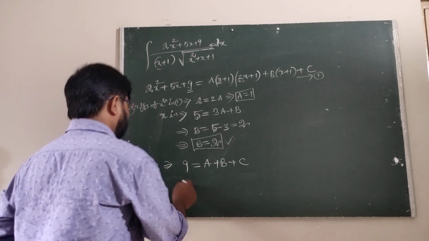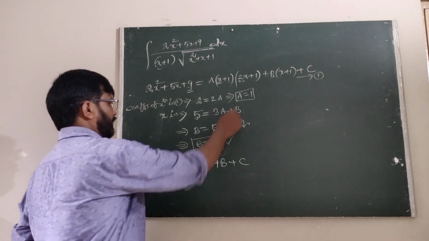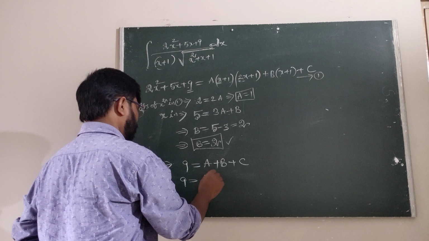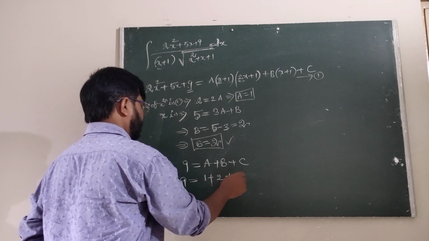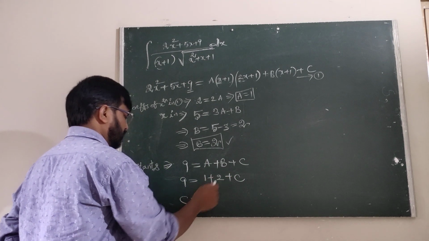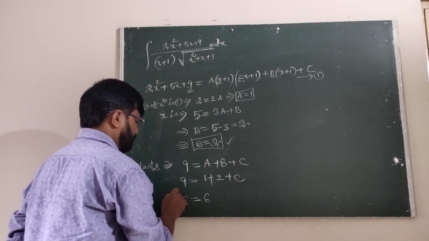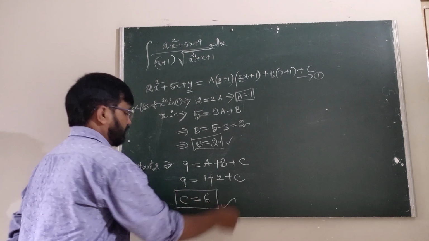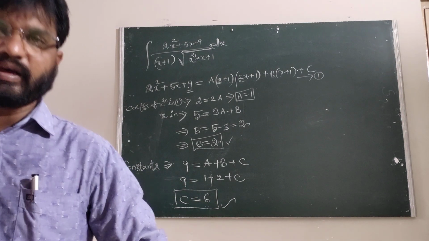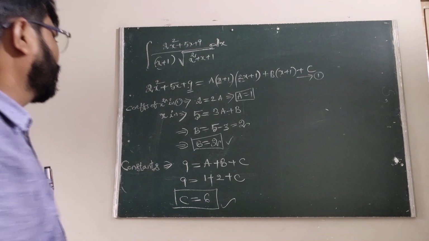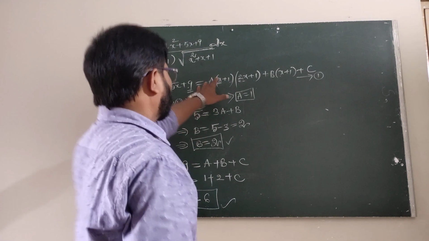Therefore, 9. The a is the 1. B is the 2 plus c. Now the c is the 9 minus 3, which is the 6. These are the values of A, B, C. Now the A, B, C values are substituted in this.